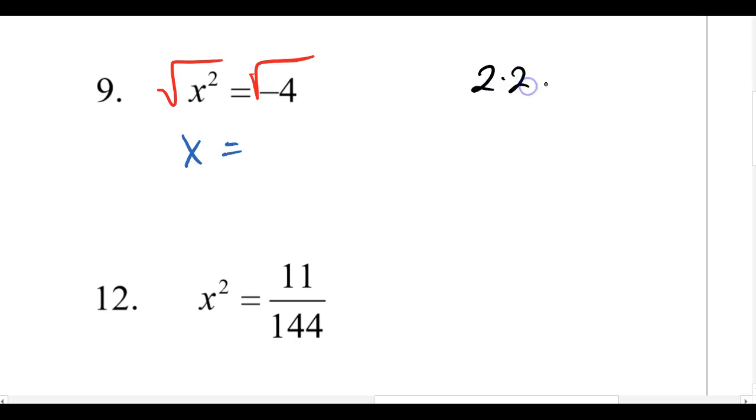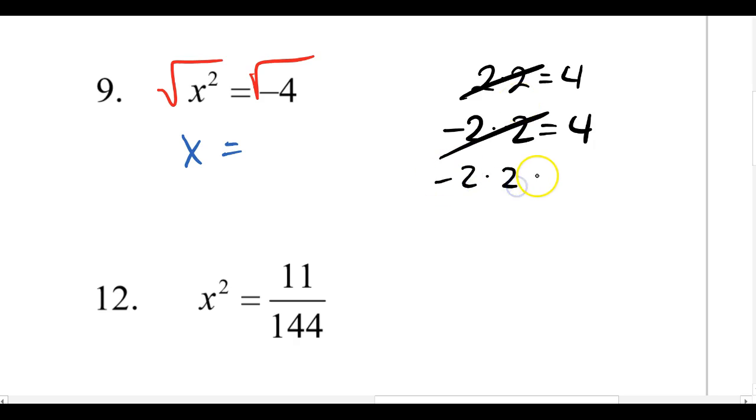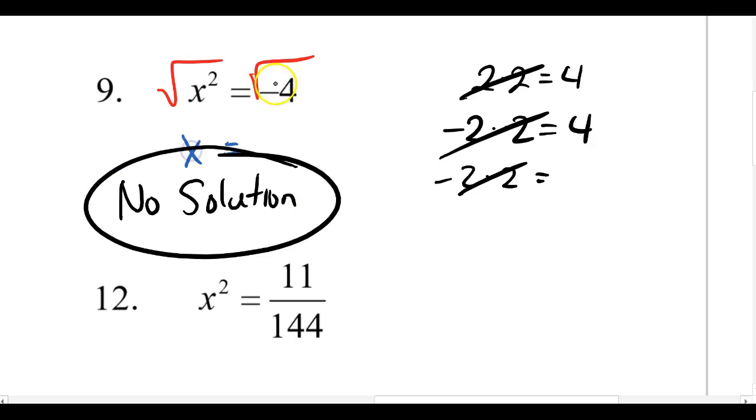Okay, so let's see. 2 times 2 gives me positive 4, so no. Negative 2 times negative 2, no, that still gives me positive 4. So it doesn't work. Because you can't do negative 2 and positive 2, because that's not the same number. We need a number that we're multiplying by itself. So in this case, it's no solution. So really, if you ever get a negative number and you take the square root of it, it's no solution. Okay?